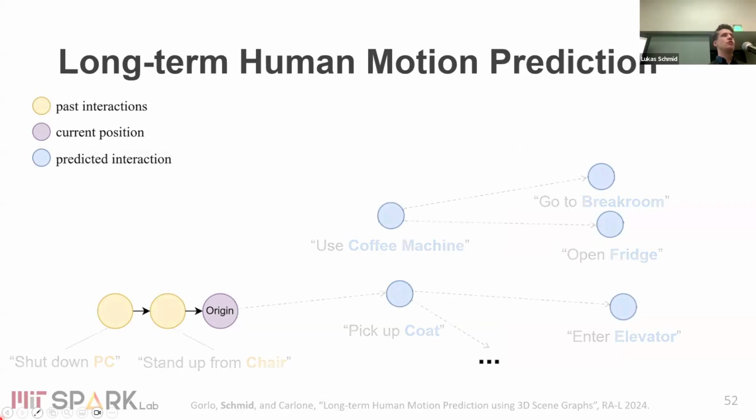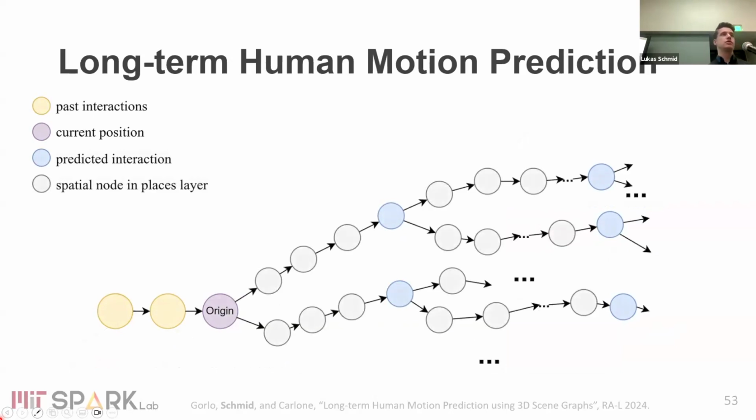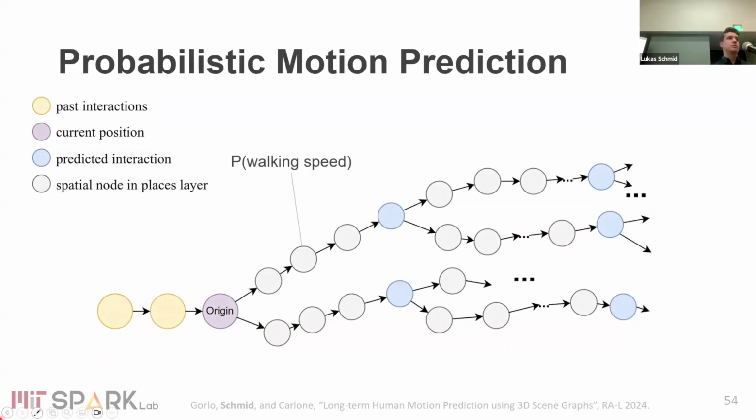And what is really cool is, because we have this places layer, we can actually spatially ground all of these interactions back into trajectories. And the final bit we need to solve is, how does time come into an equation? And what is really cool is, if we define transition probabilities, for example, what is the probability of different walking speeds? What is the probability of interacting with an object for a given amount of time? Or what is the probability of branching in this multi-hypothesis trajectory?